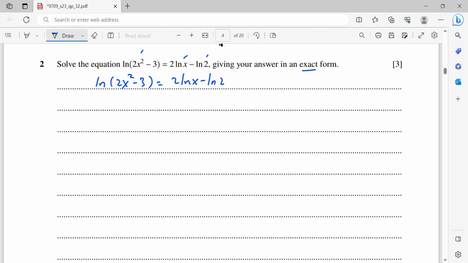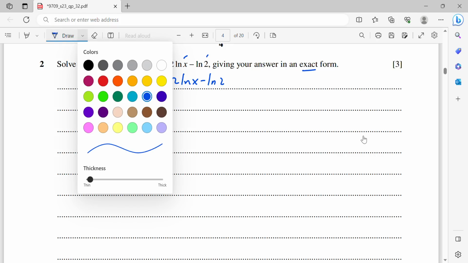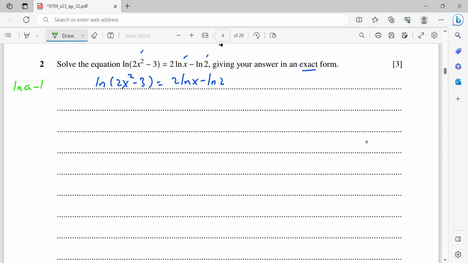Giving your answer in an exact form. Exact form means no decimal. So now we have a formula here. ln A minus ln B is ln A over B. Alright, so I rewrite the formula as ln A over B.